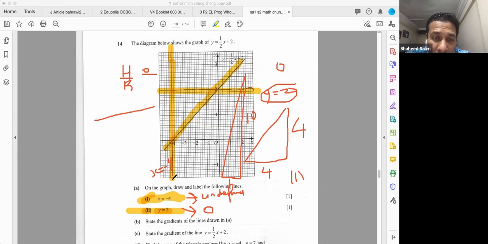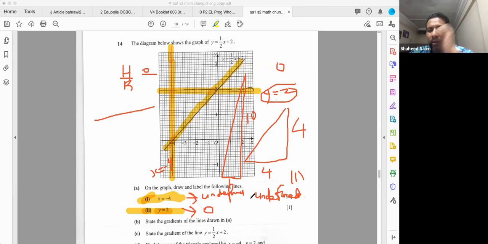So now Ryan's one, the gradient is so straight that it's like infinite. Undefined. Cannot find. So you write undefined on here. Undefined. How do you spell undefined? Okay, undefined.